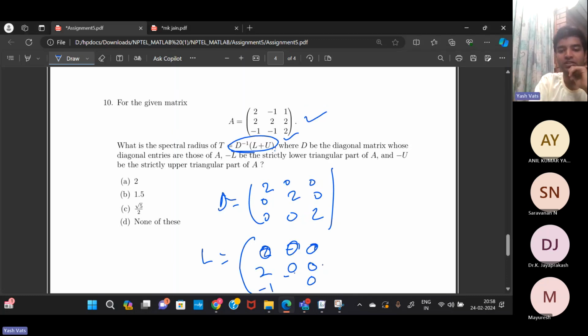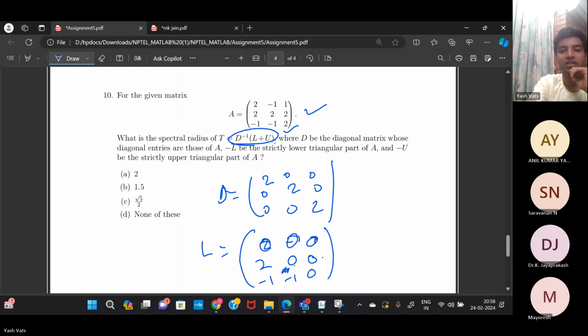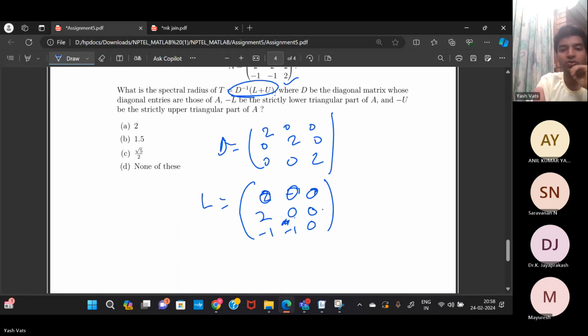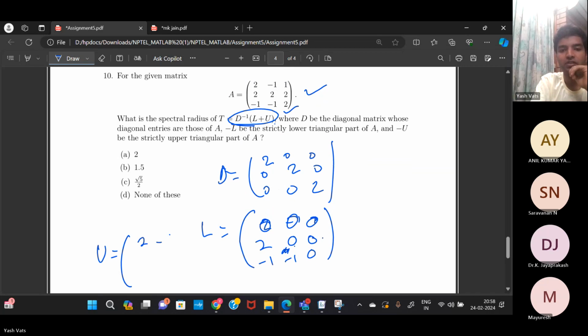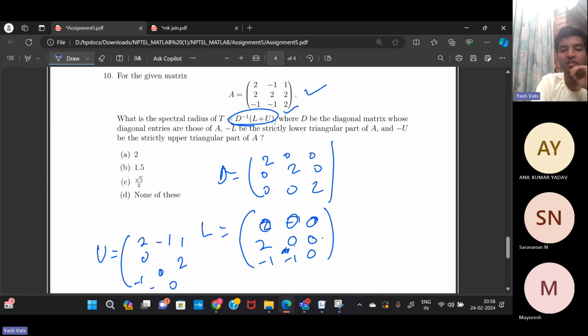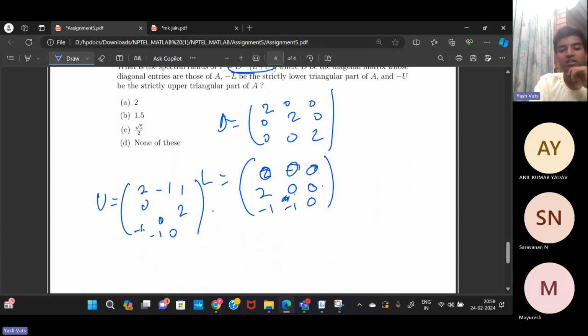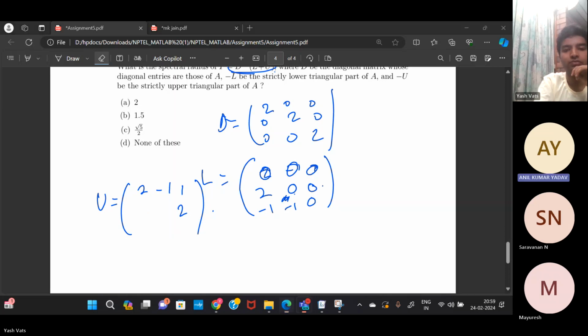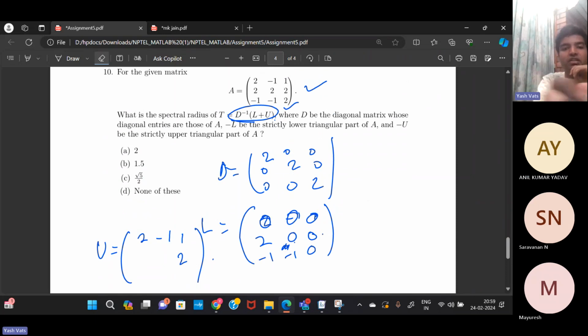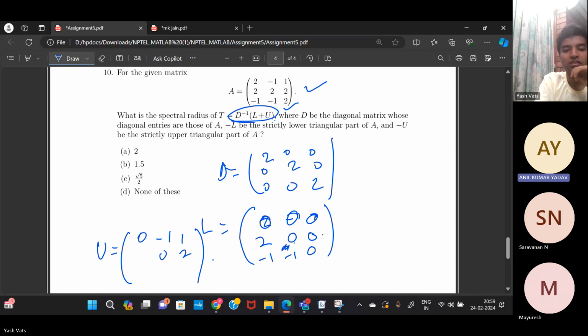2 minus 1 minus 1, and u is 2 minus 1, 0, 2 minus 1 minus 1. Is it right? Okay, so it's not. Excuse me, sir. It's not right actually. Sir, here I am unable to understand why you are saying that. Why you are saying this is Gauss-Jacobi?